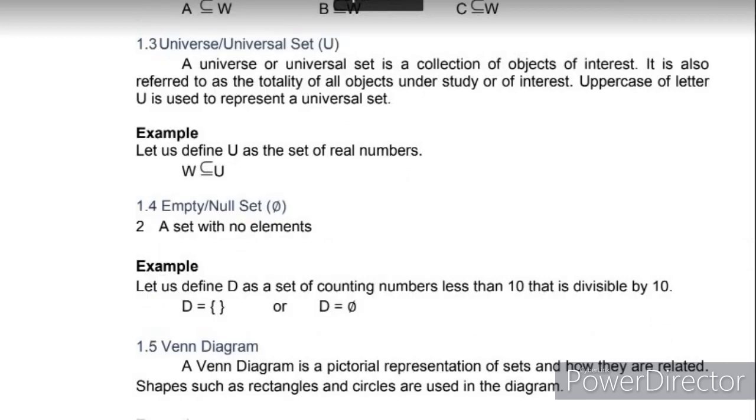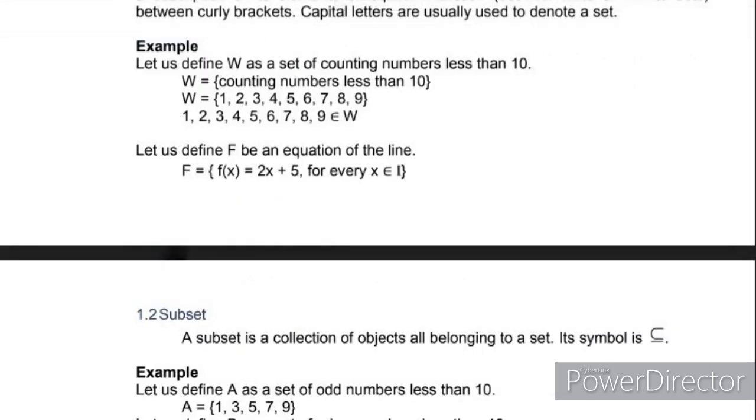Next, 1.3, universe or universal set, that is symbolized by big letter W. A universe or universal set is a collection of objects of interest. It is also referred to as the totality of all objects under study or of interest. Uppercase letter U is used to represent a universal set. For example, let us define big letter U as the set of real numbers. So, we can now say that the given set W is a subset of the universal set because it belongs to the set of real numbers, for it has elements that are real numbers.